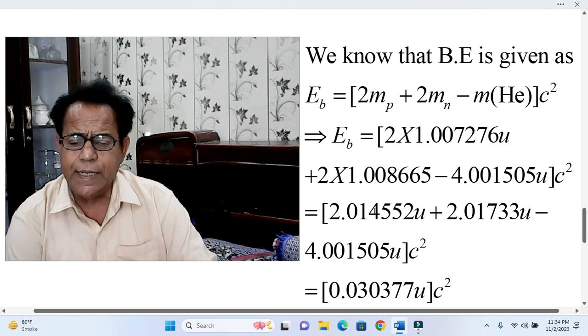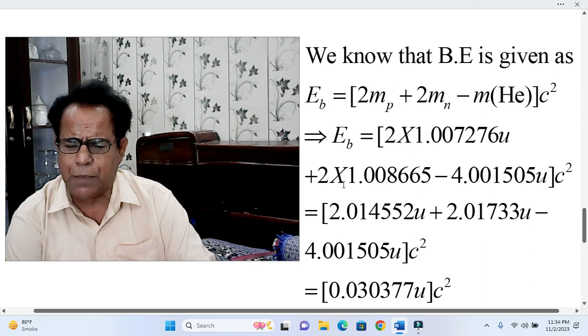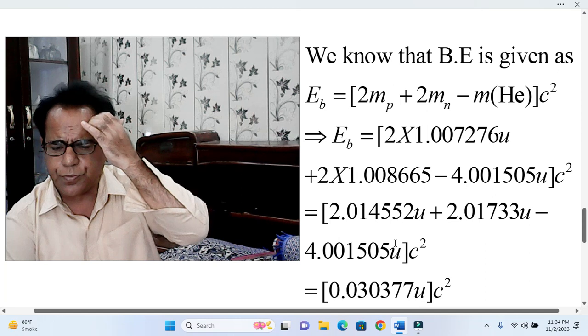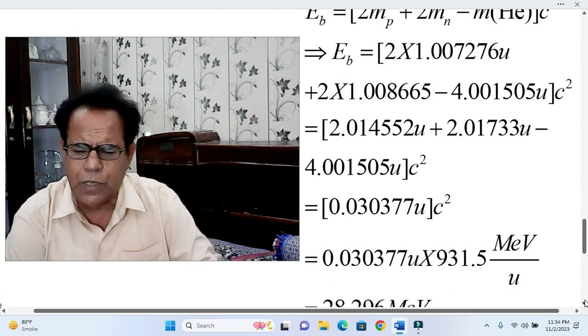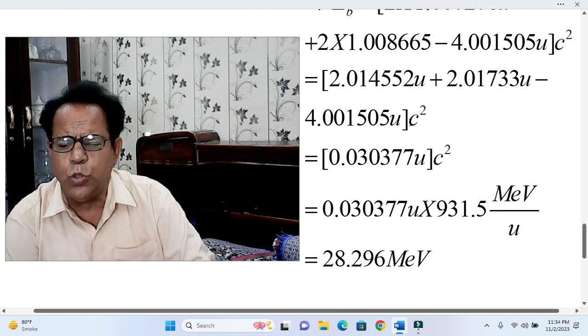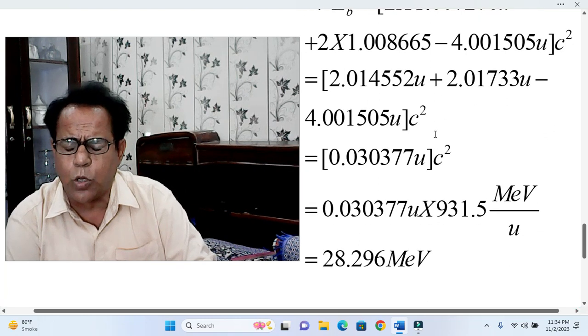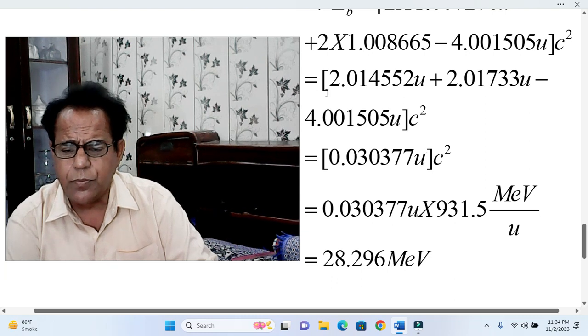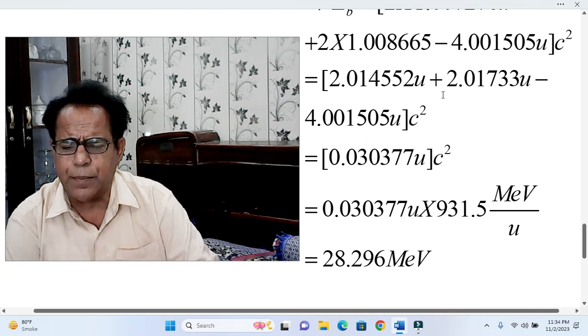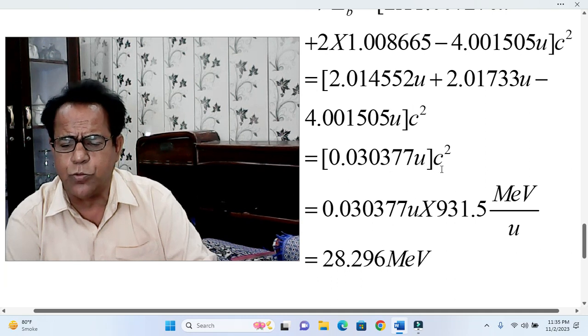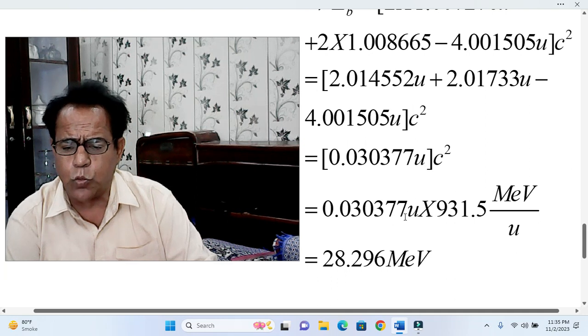In the next step we have simplified. Simplified means we have multiplied with 2, plus we have multiplied with 2, and written the same. Because u is with all three values, our result will be in u. When we add the first two values and subtract the third value from it, our result becomes 0.030377 atomic mass unit into c square.